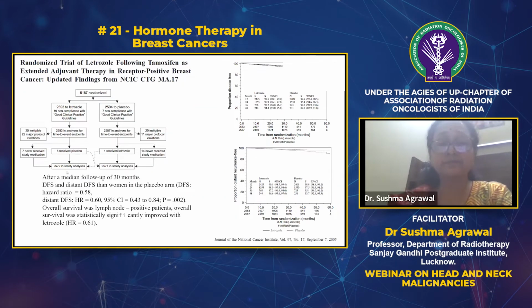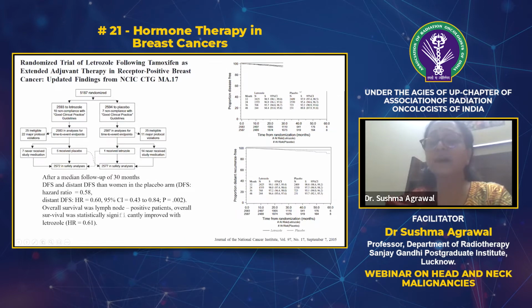Now, what about extended AIs? So extended AIs are only in the form of 5 years of letrozole after 5 years of tamoxifen. Here also, and this study is called the MA17 study, they found a benefit.